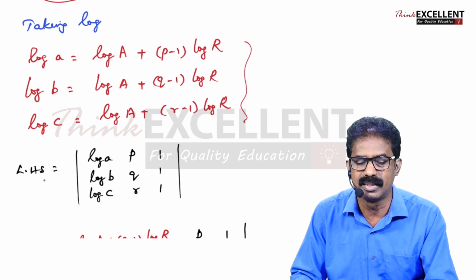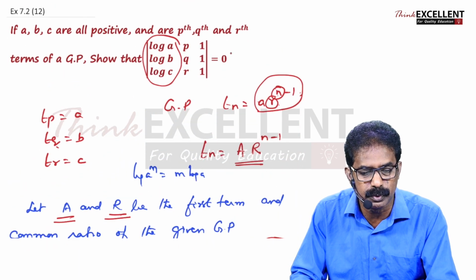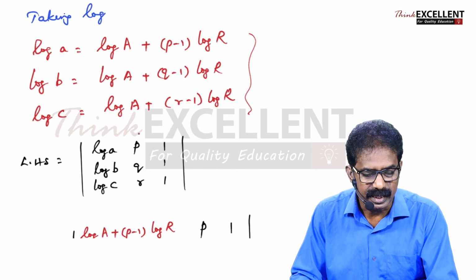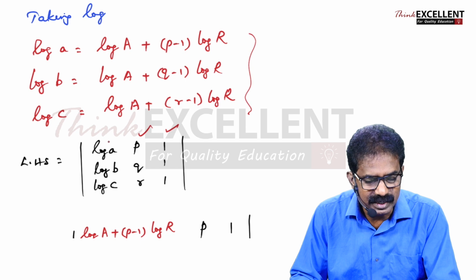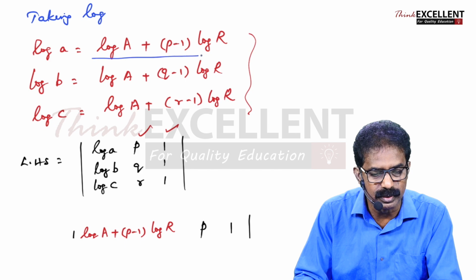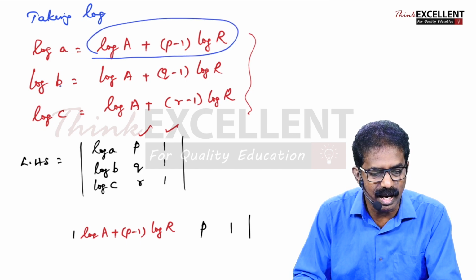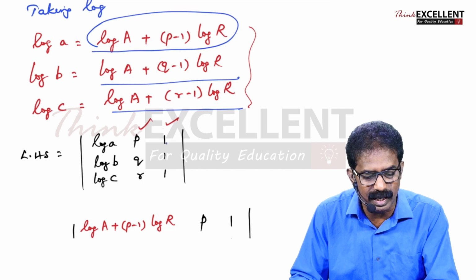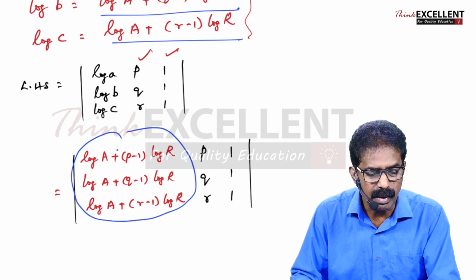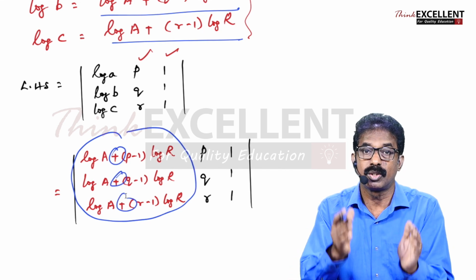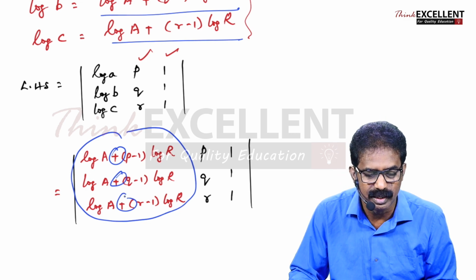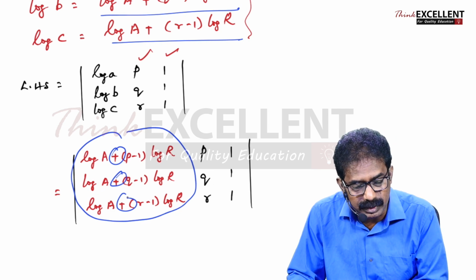Now we start with the LHS. This is the question, the LHS, and what we have to prove is that the answer is 0. Second column, third column, no change. In the first column, instead of log a, you write this full value; instead of log b, you give this value; for log c, you substitute the value. Here the first column is a sum of two terms, so write it as two determinants. In the first determinant, the first column is log A, log A, log A. The second determinant's first column is the second element.